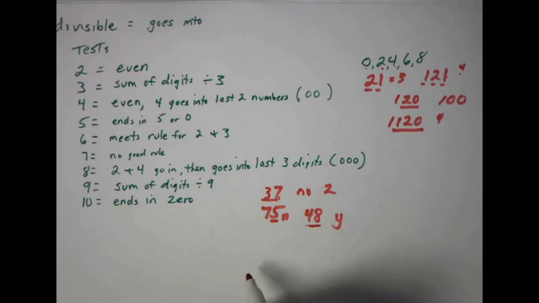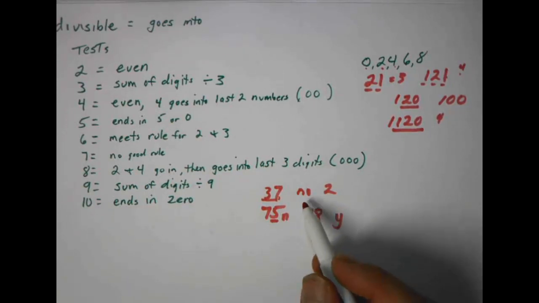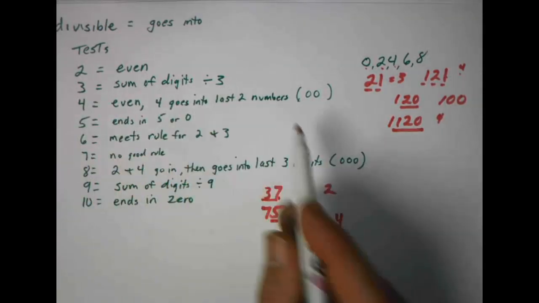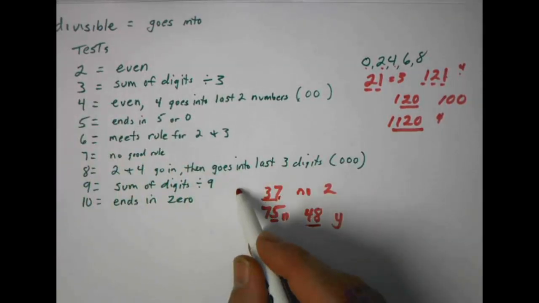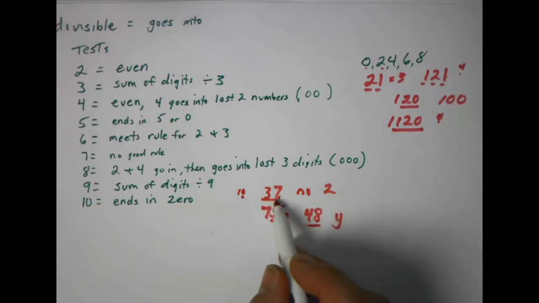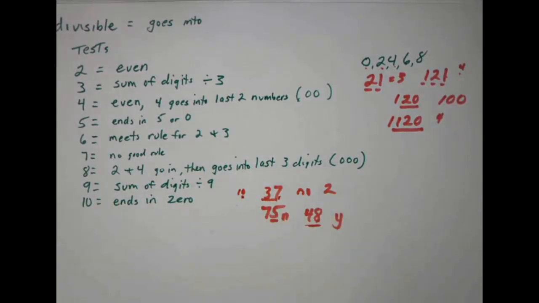Then they ask, does 3 go into these numbers? So let's again use the same numbers. Remember the rule is the sum of the digits must be divisible by 3. Well, 3 and 7 is 10. 3 doesn't go into 10, so 3 does not go into 37.